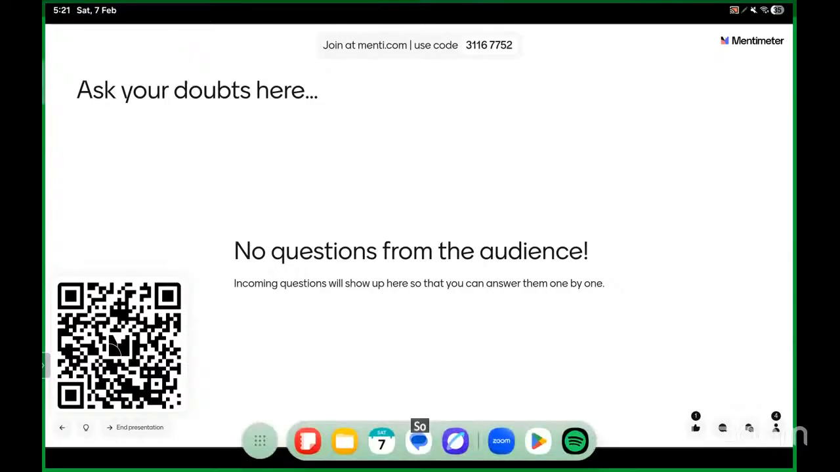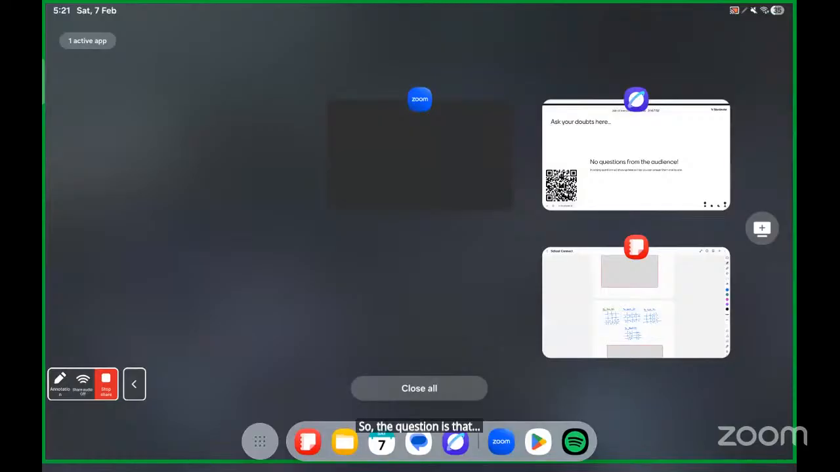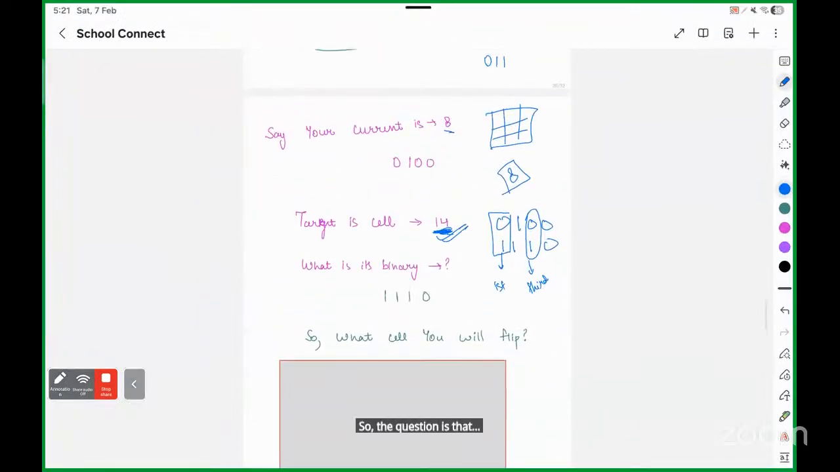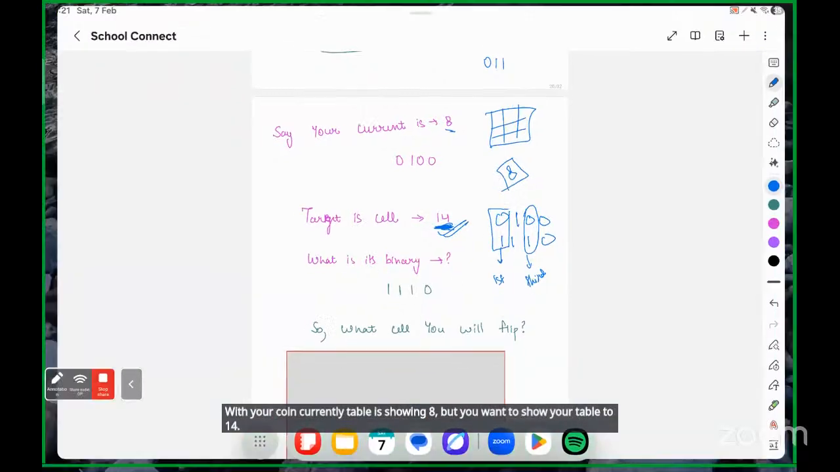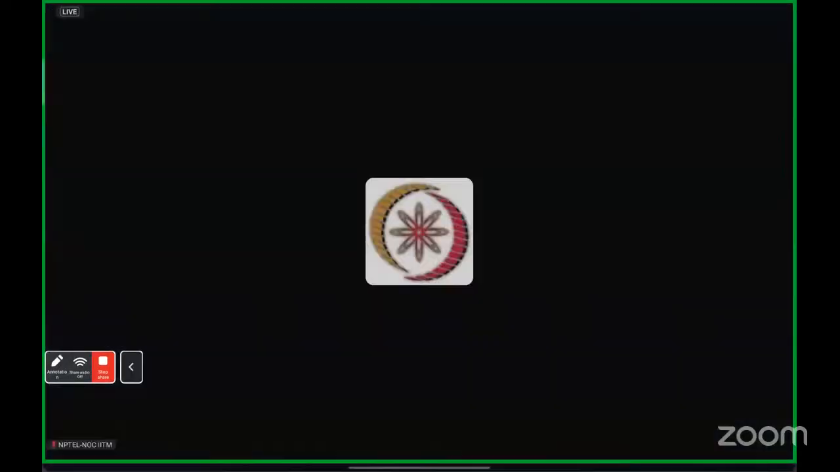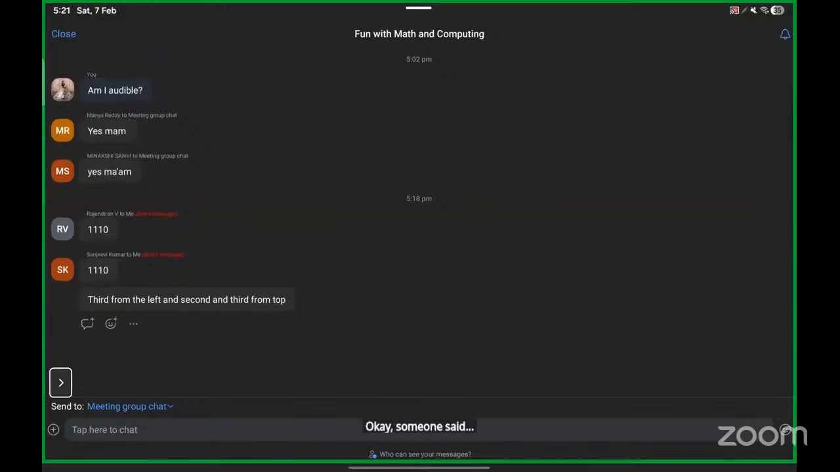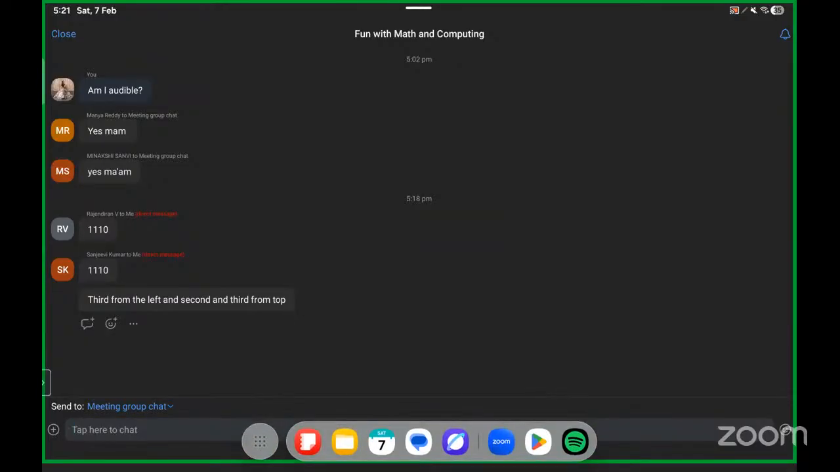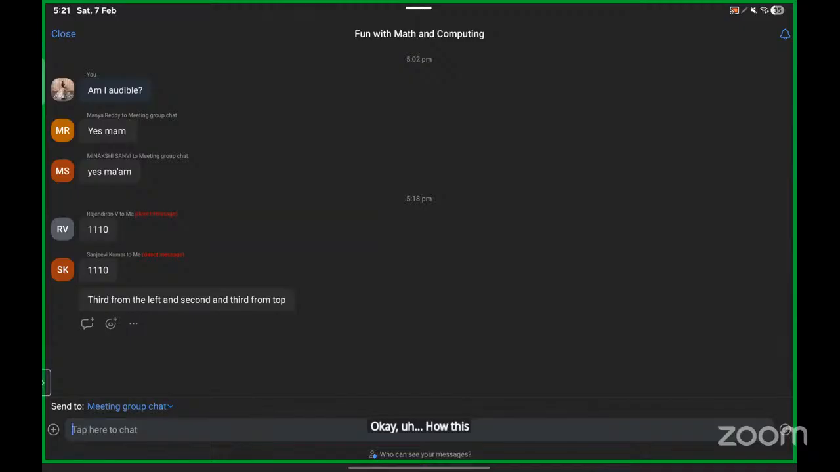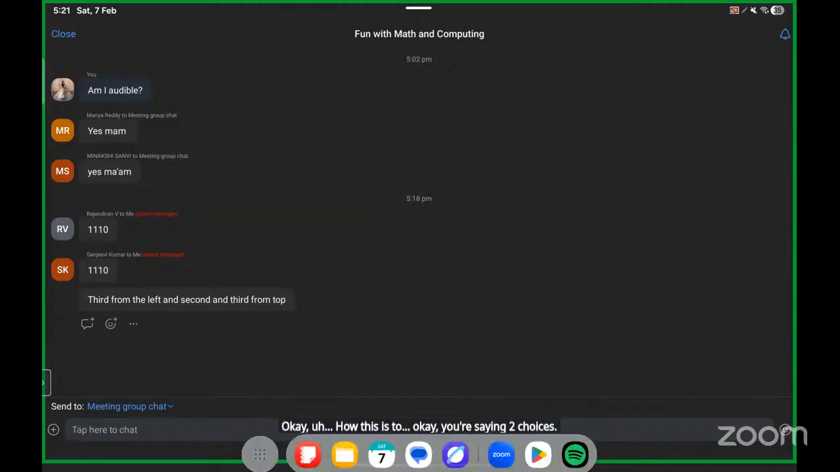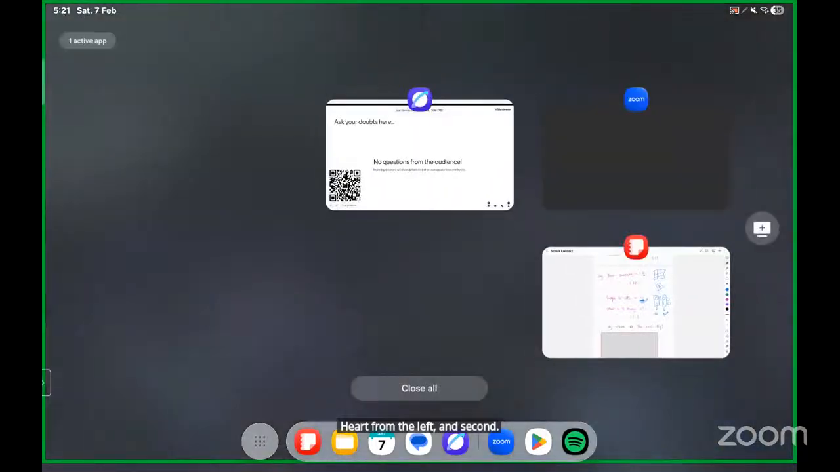So the question is that your current table is showing 8, but you want to show your table as 14. Okay, someone said third from the left and second and third from top. How is this two? Okay, you're saying two choices: third from the left and second and third from top.